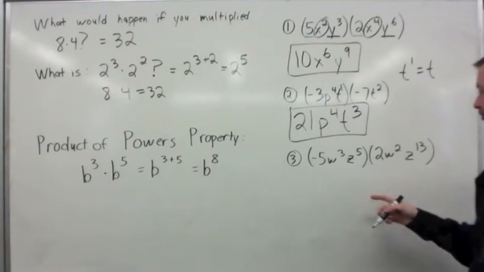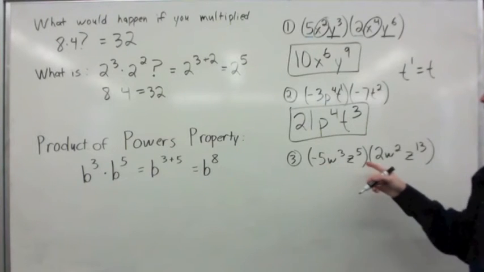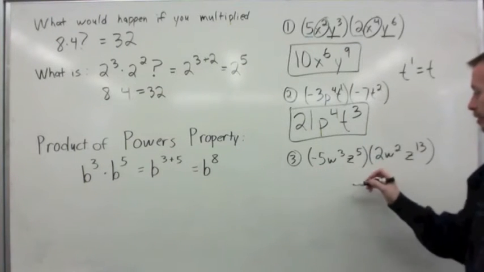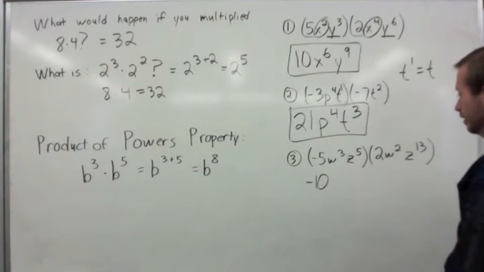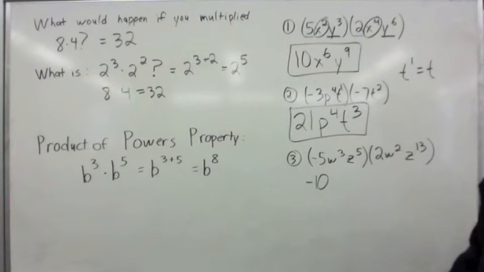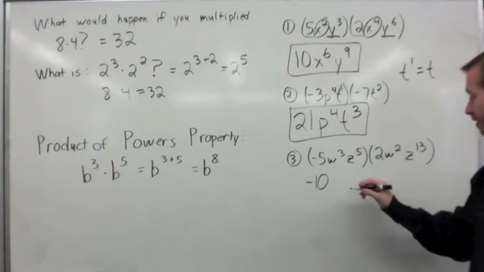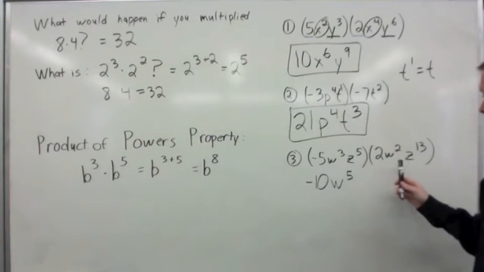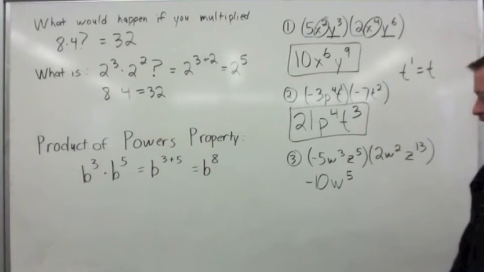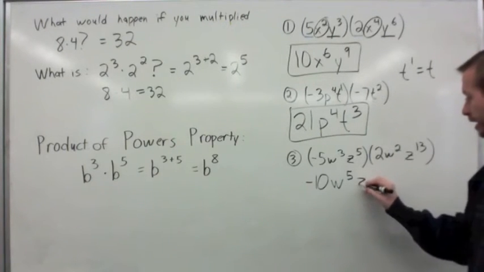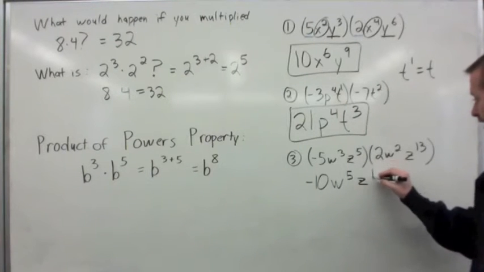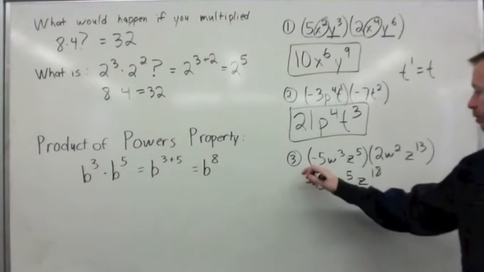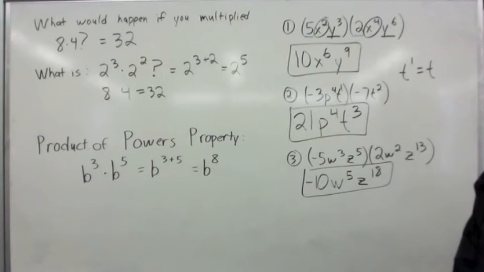Third example. Now we have negative 5 times 2. Negative 5 times 2 is negative 10. And how many w's do you think there'd be? We got a cubed and a squared. How many w's do we have? 5. W to the 5th. And then z to the 5th and z to the 13th. How many z's would we have there? 5 and 13. That'll make 18. So that's what you're going to be doing for the first few on this.